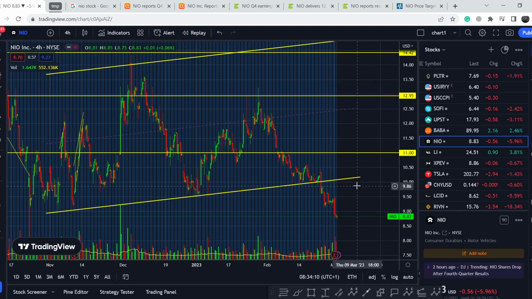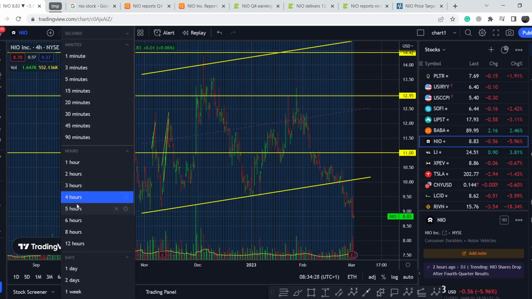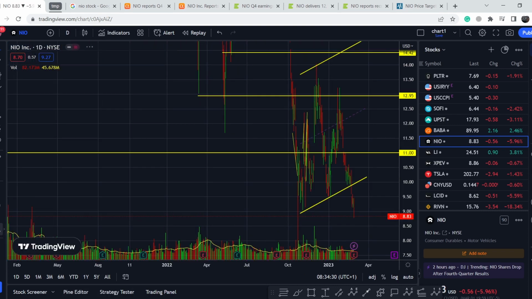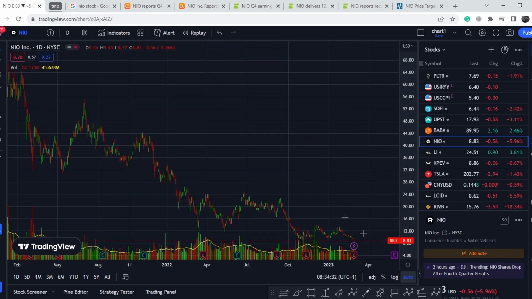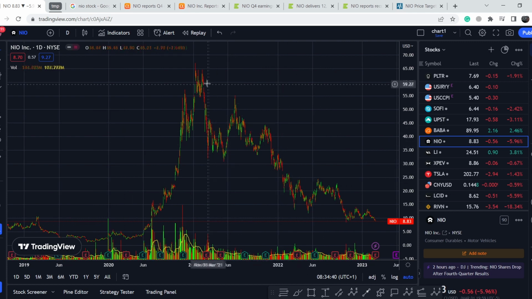But my other assumption was that if this asset breaks this range of support, we will see much lower price targets, and probably we might hit even the $9 or $8.5 mark. And I also told you, let me switch to the daily time frame and clean the chart, that from its recent swing high we have to see a simple zigzag correction. And this zigzag happened right here.